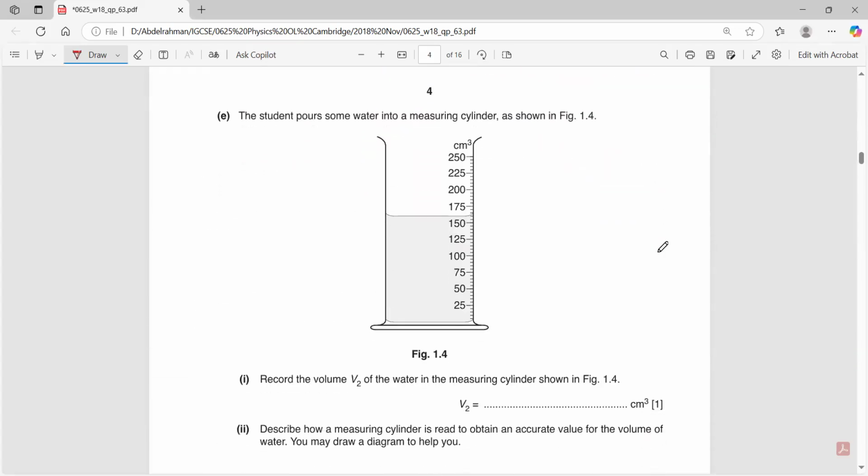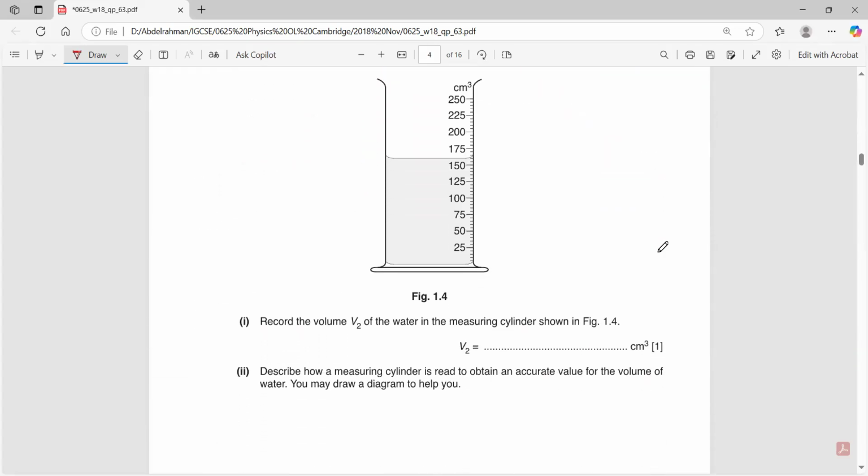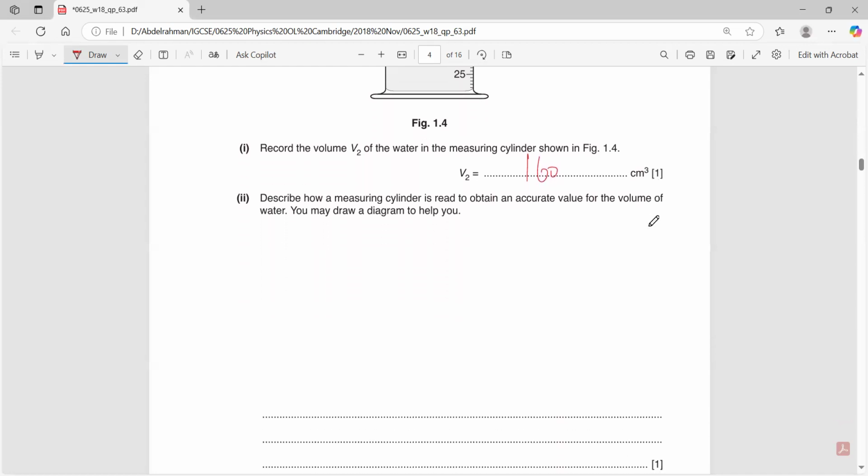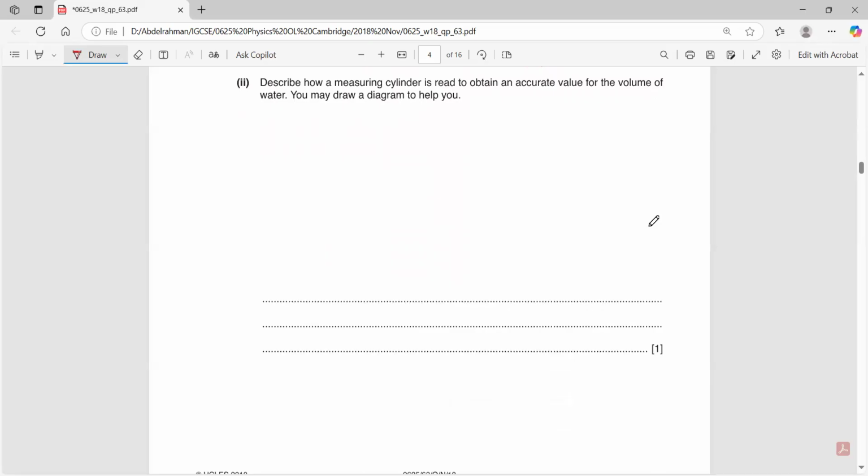The student pours some water into a measuring cylinder and he records V2. Can I find V2? Yes. V2 is exactly 160 centimeters cubed. Describe how a measuring cylinder is read to obtain an accurate value. You may draw a diagram to help you. If you want to draw, you can draw. How can you take an accurate value from the measuring cylinder? Taking the reading perpendicularly to avoid the parallax error.